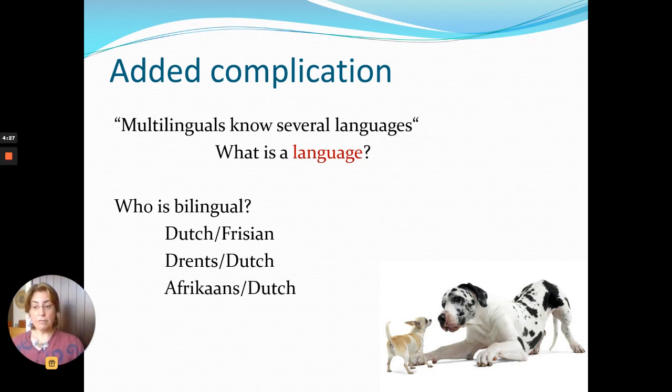How about someone who speaks Afrikaans and Dutch? The same happens as with Drents. It's just that in this case, it's not within the boundaries of a single country, but the same linguistic considerations about values and judgments apply to Afrikaans and Dutch. And just to show you that this is not a Dutch problem, the same happens if someone speaks Swabian versus High German.